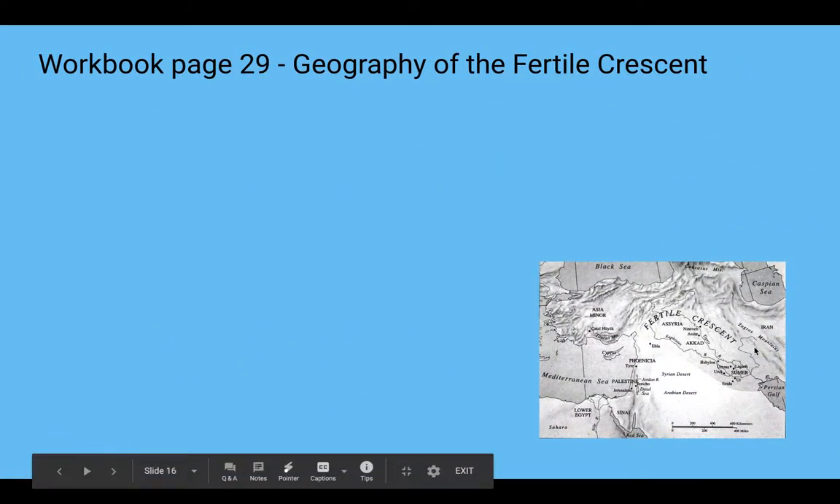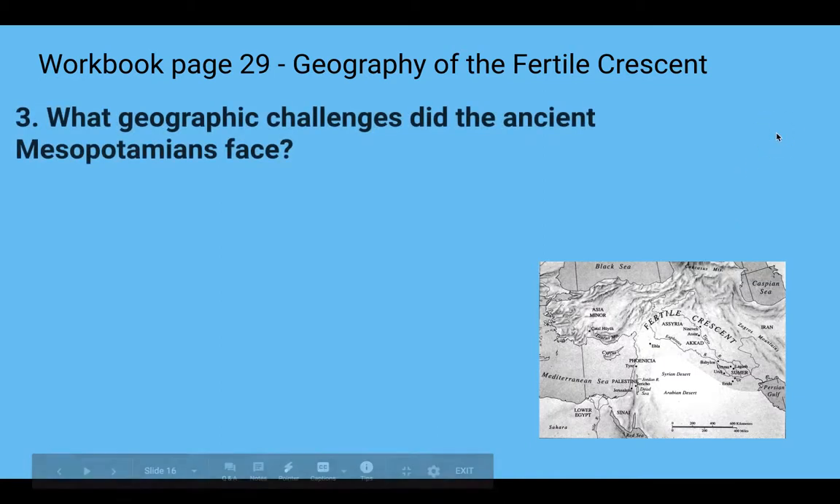Here, another map of the Fertile Crescent for reference. Okay, question number 3 says, what geographic challenges did the ancient Mesopotamians have? So here's Sumer, actually, by the way, right here, closer to the Euphrates River. So I want you to stop the video. You can go back and review it, type your answer, and then press play to review.